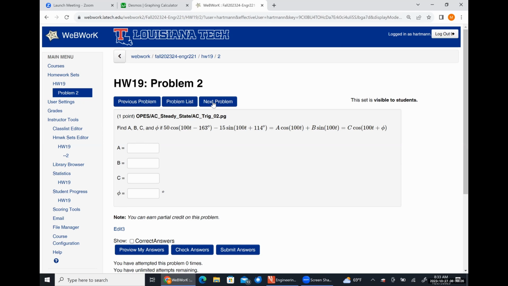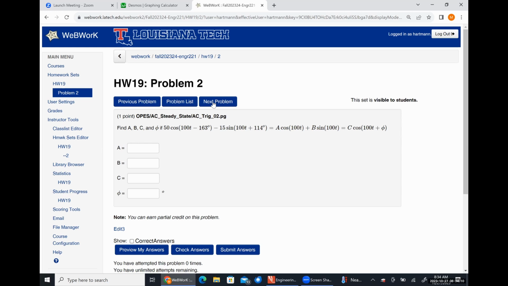So how would I represent that first term, 50 cosine 100t minus 163 degrees as a complex number? 50 angle negative 163, all right? And then to that, I'm going to subtract. So how do I represent that 15 sine 100t plus 114 degrees? The magnitude is going to stay the same. We're going to have 15 angle, and then I subtract 90 degrees from 114, which I believe should give me 24 degrees.